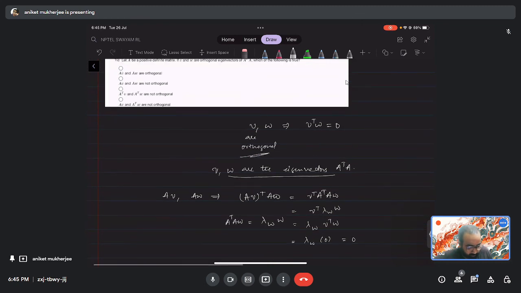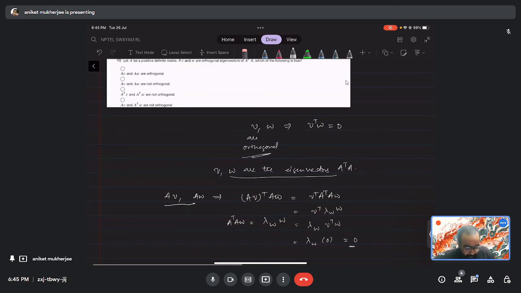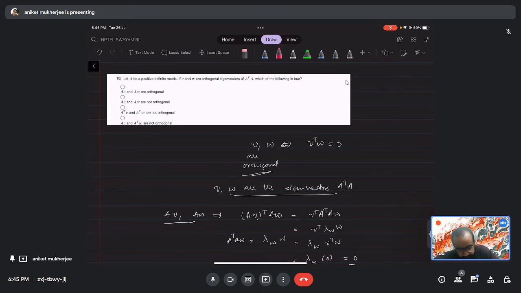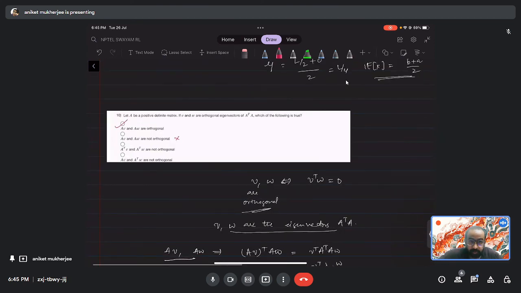So we are done. The inner product of AV and AW gives 0, which implies that AV and AW are orthogonal. So I have shown that AV and AW are orthogonal. This is the first option. You can check the remaining ones. The second option says AV and AW are not orthogonal. That's not true since we have just shown that they are orthogonal. Similarly, you can check all the options, but since we have gotten our option, that is it.